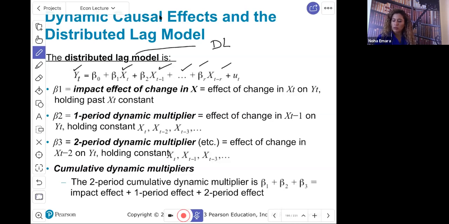Okay. So when you look at the coefficients attached to the X, each one has a certain name. The beta attached to the present value of X is called the impact effect of the change in X. The beta 2 is called the first period dynamic multiplier. Beta 3, which I don't see here, but let's say this is beta 3 xt minus 2, is the 2 period dynamic multiplier, which gives you the effect of a change in xt minus 2, holding constant the present, the previous lag xt minus 1, xt minus 3, and then keep going up to xt minus r.